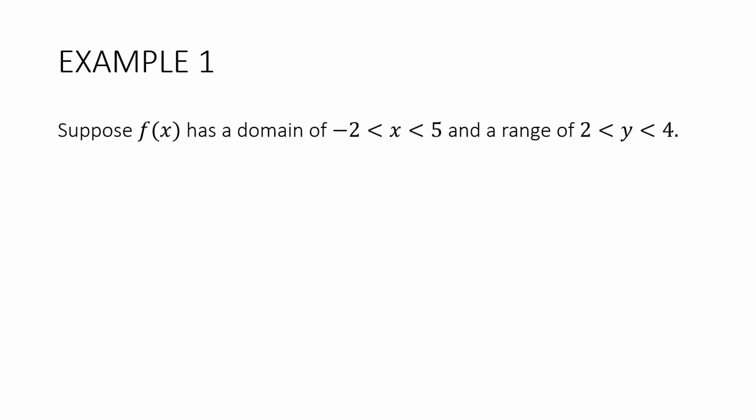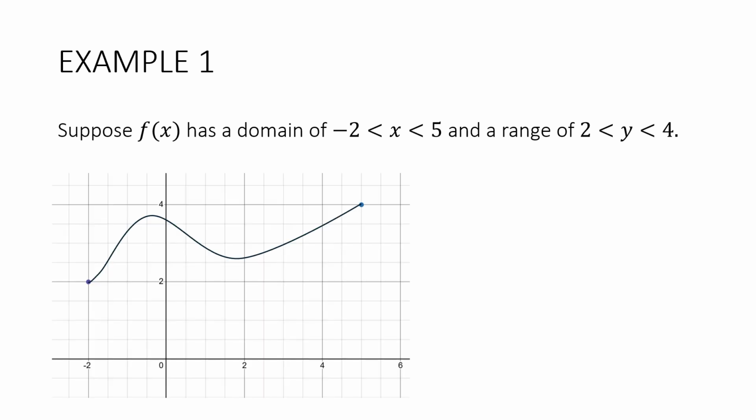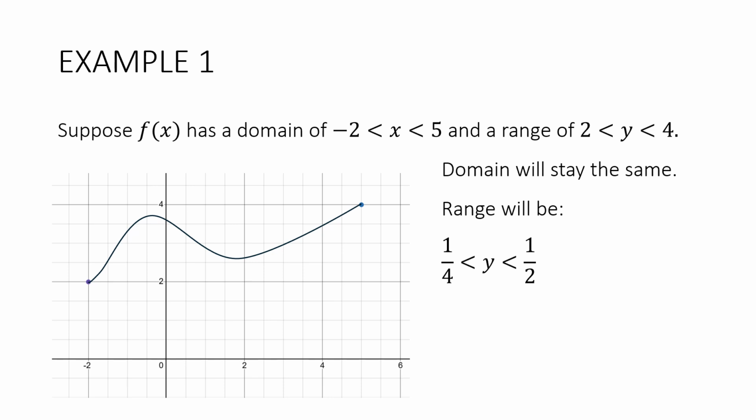Let's start with a straightforward example. Suppose f of x has a domain of -2 < x < 5, and a range of 2 < y < 4. So we'll start by drawing up a possible curve. Now you can see that if I take the reciprocal of that function, the domain isn't actually going to change, but the range is. If we look at the extremes, this is a y-coordinate of 2, the reciprocal is a half. This is a y-coordinate of 4, the reciprocal is a quarter. So the range is going to become 1/4 < y < 1/2.